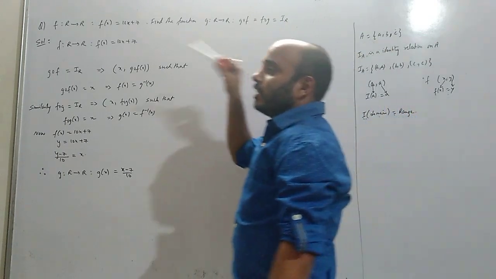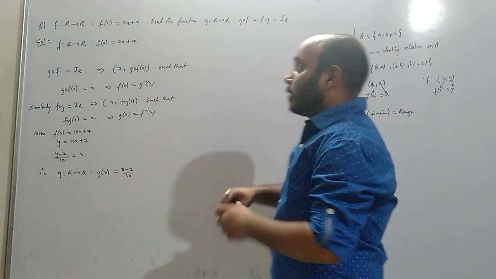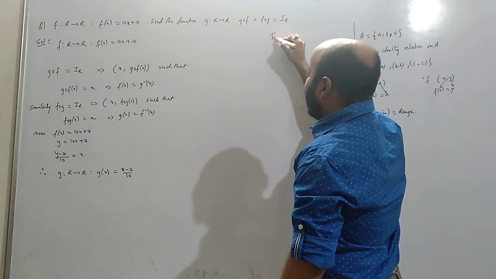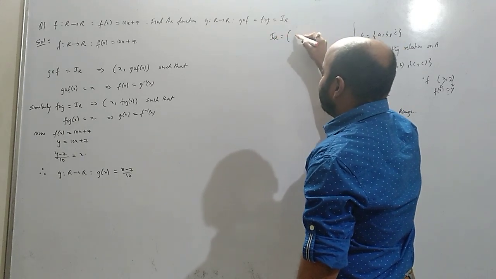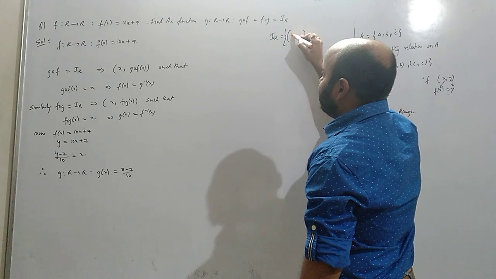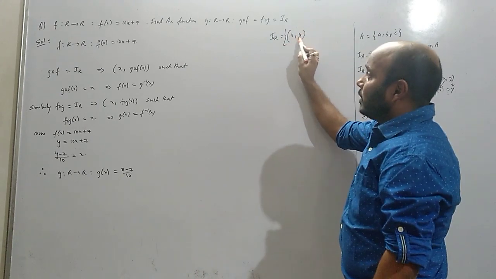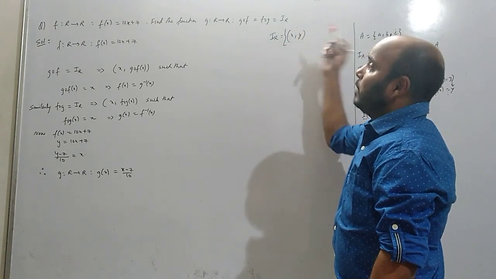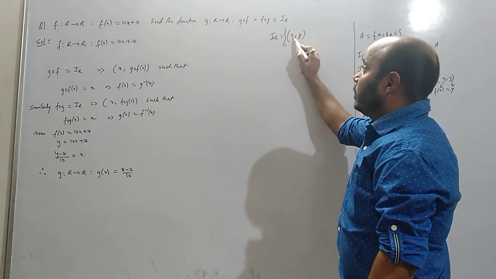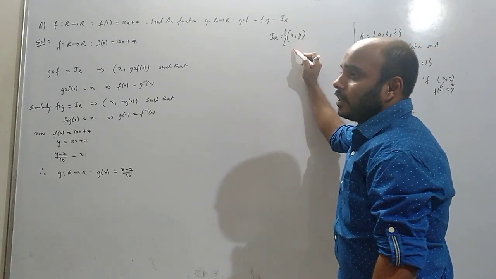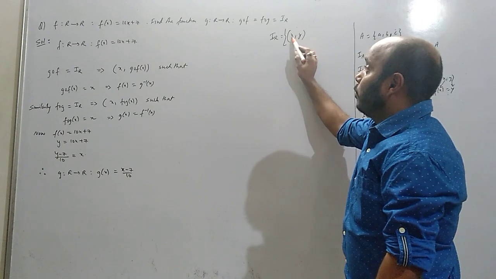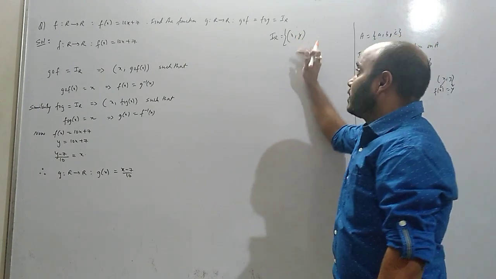That means the elements inside R, this I_R will have ordered pairs inside the braces, something comma something, and both the elements will be the same. That is the meaning of that. Both the elements will be the same. You understand, class? Do you understand this?